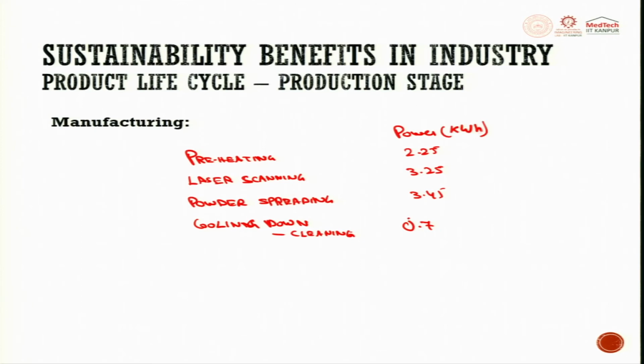The time share for the stages, that how long these stages took the time. So laser scanning took the maximum time, that is 68% of the time. I will put it time share. Preheating took 12%. Powder spreading took 5%. And cooling down took 15% of the time. But this is in metal additive manufacturing, how the things change.